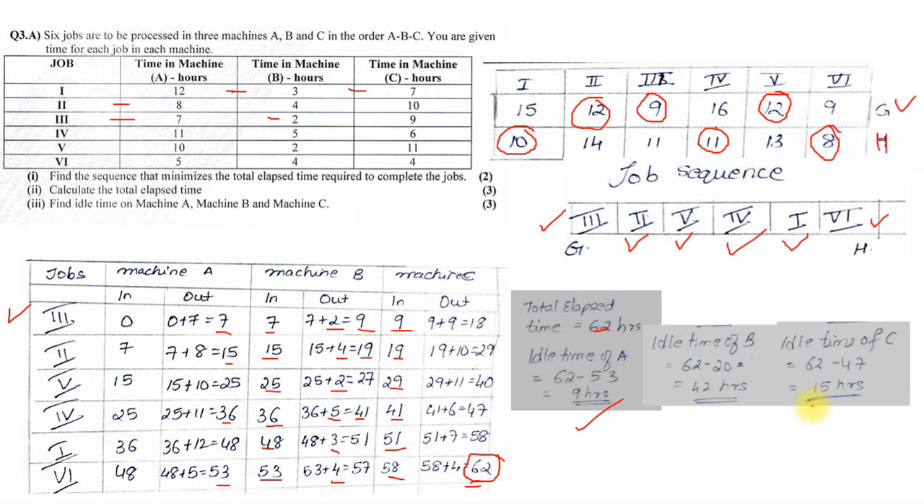Okay, so this is how you'll have to solve the third one. I mean 3A, which is job sequencing with 3 machines. I hope everyone has understood that. We jump to the next one.